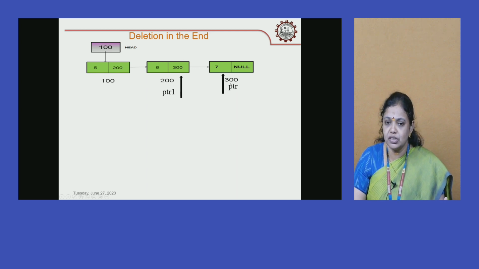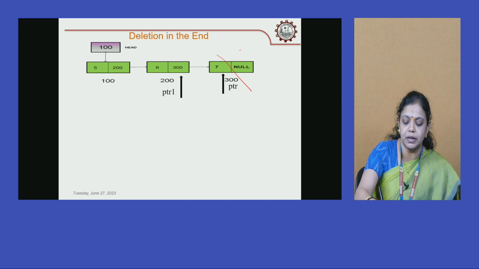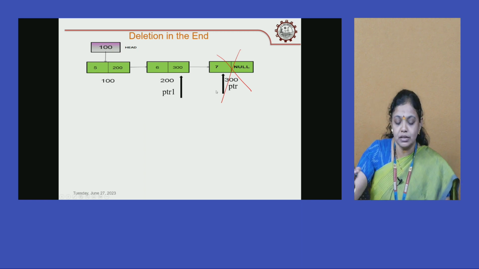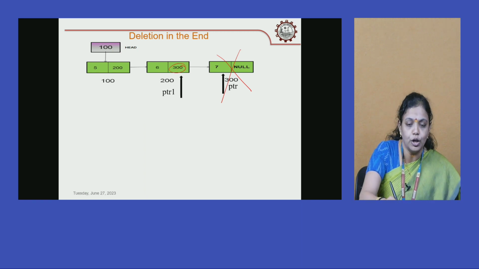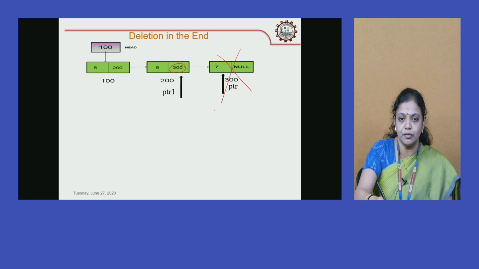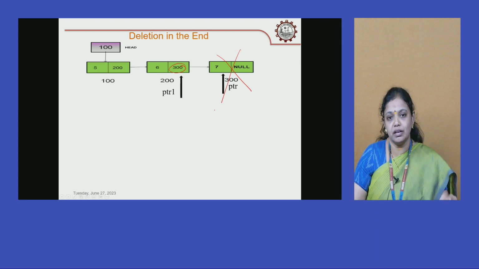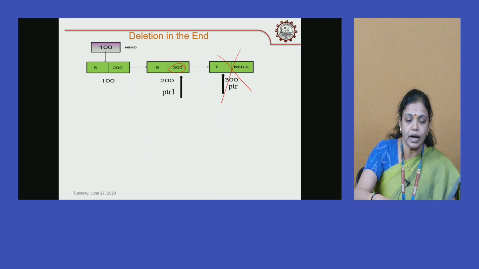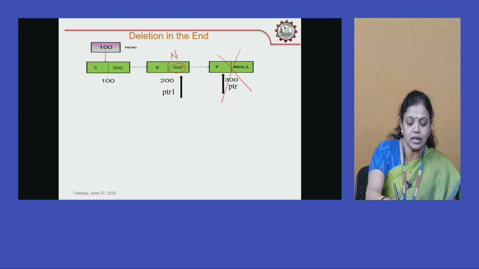So now what is my agenda? I have to now free this PTR. When this is no longer available, you tell me what I have to do. This 300, is it valid? No, because when this node itself is deleted, this value 300 will not make an impact. It becomes an irrelevant value to my program. So now I have to make this null. What is the name of this node?